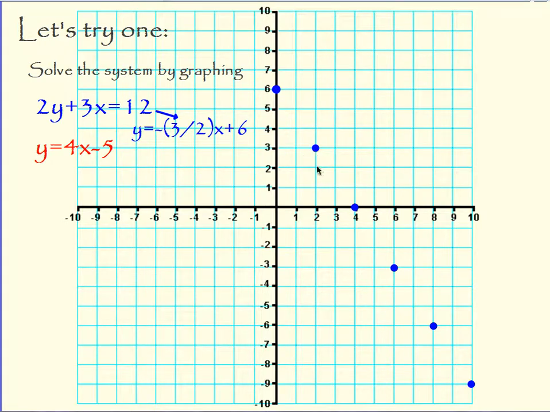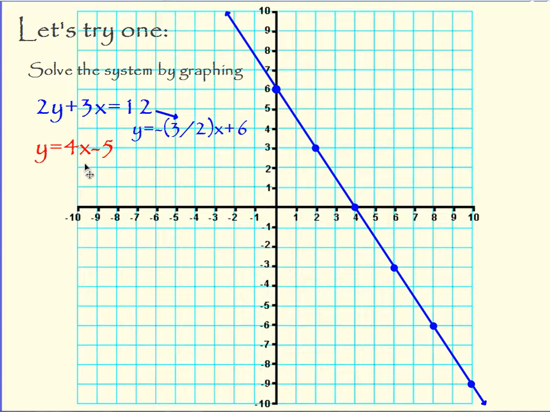And again, to make this extremely accurate, I would recommend repeating that slope over and over again until you know exactly where that line is supposed to be. No estimating when you're solving a system by graphing.